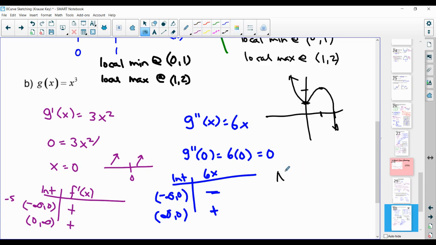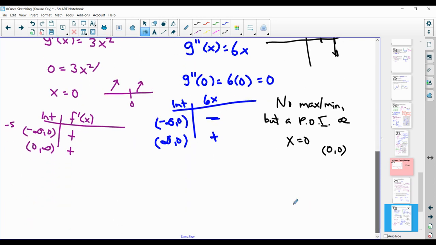So there's no max or min, but a point of inflection at x equals 0. And again, if we sub in, that would happen at (0, 0). So again, trying to visualize this graph, our critical point is happening right at 0. We're going from increasing to increasing. So it's going to look something like that.